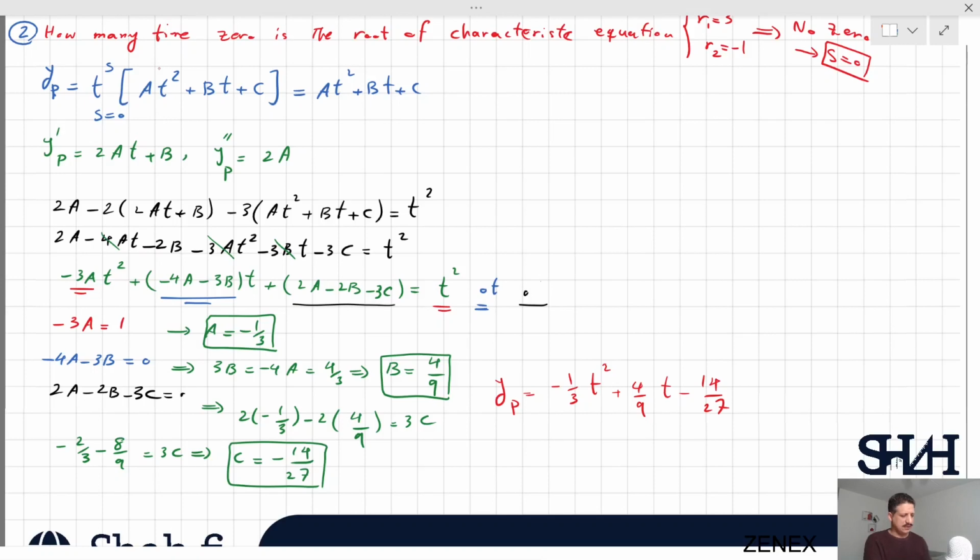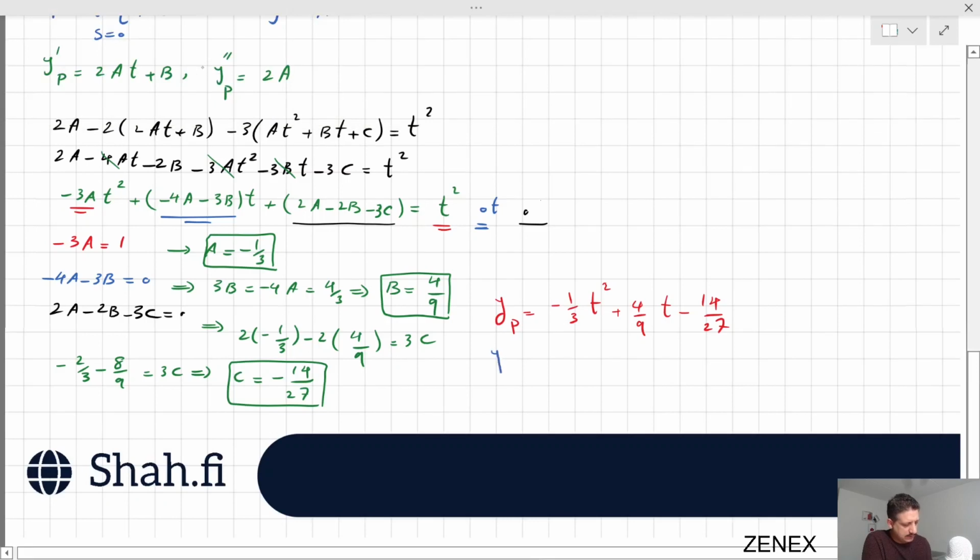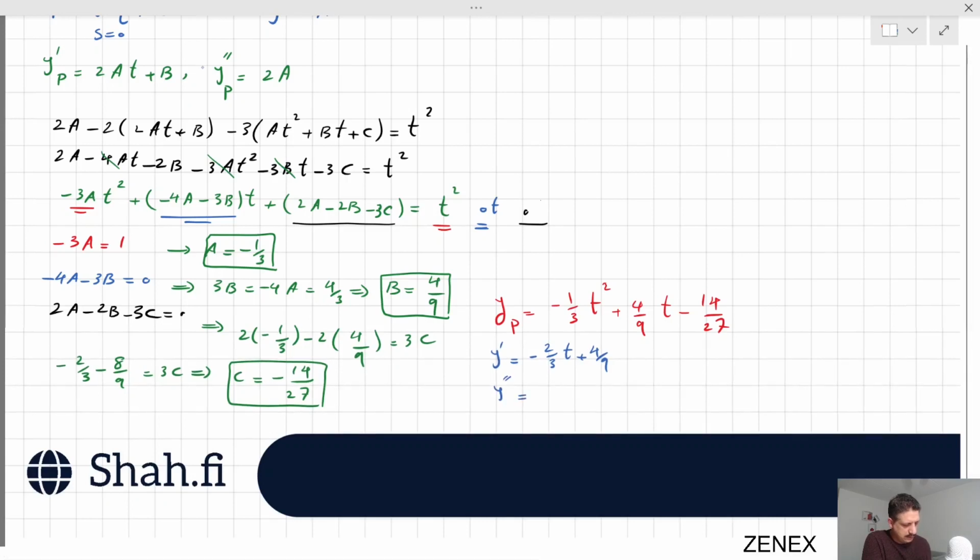Usually I cross-check after my solution. You can do the same. So minus 2 over 3 t plus 4 over 9. And this will be minus 2 over 3.